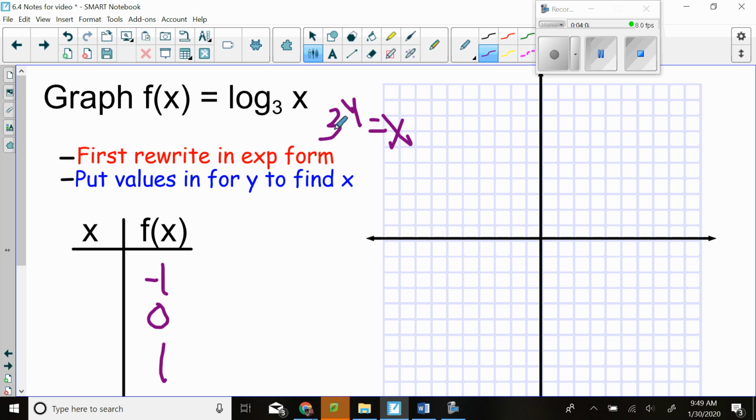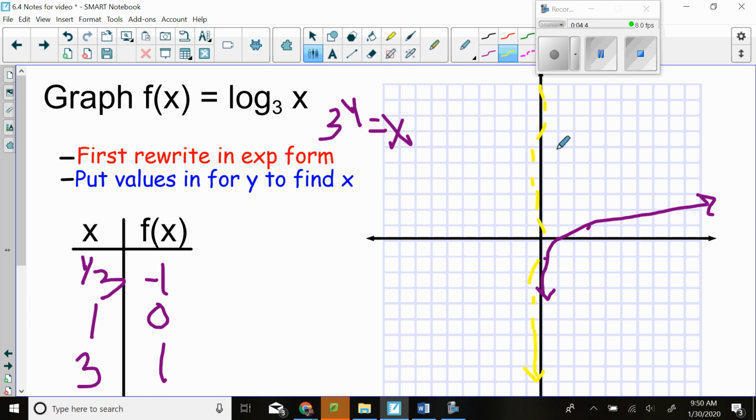I'm putting -1 in here, so my x would be 1/3. When I put 0 in, I get 1, and when I put 1 in, I get 3. So at 1/3, I'm at -1. At 1, I'm at 0, and at 3, I'm at 1. So it looks like this, which is a little different than what we had done before. Just so you know, we now have, oh, that's supposed to be a straight line. I'm so sorry about that.